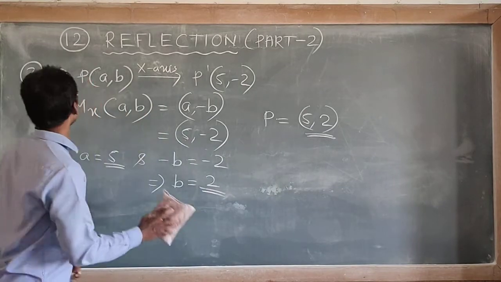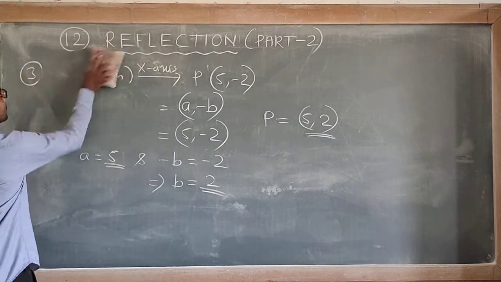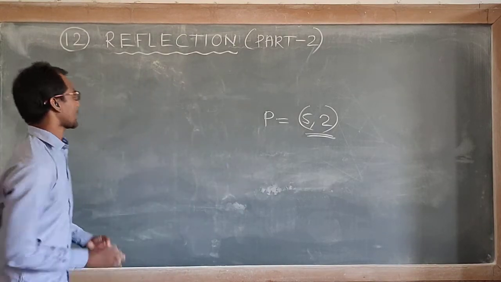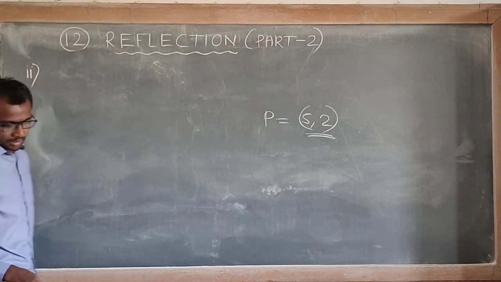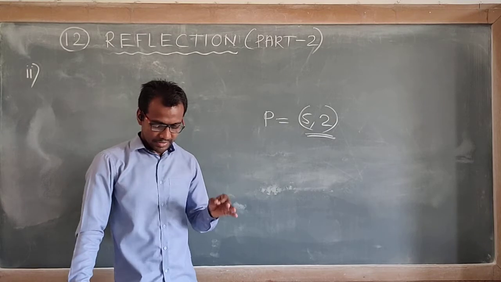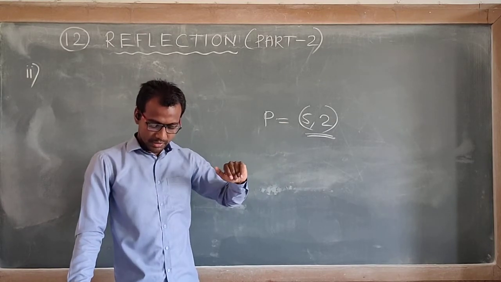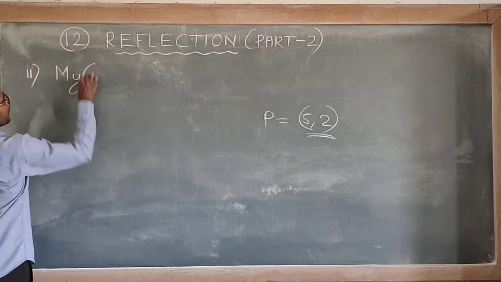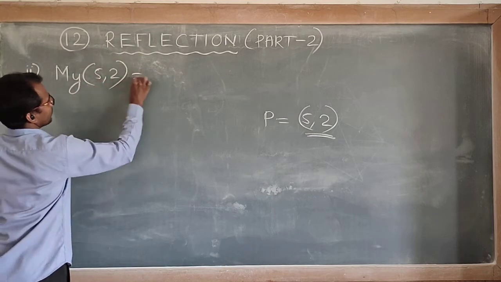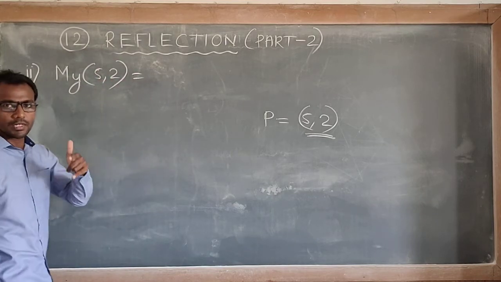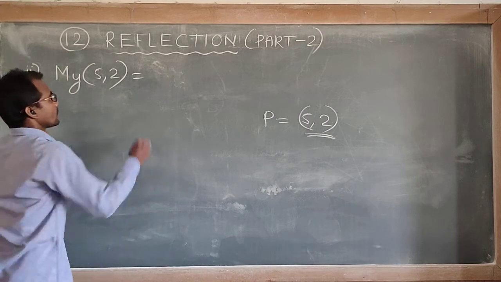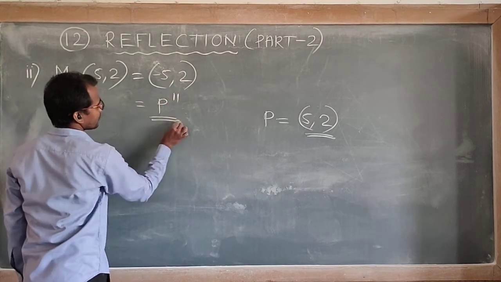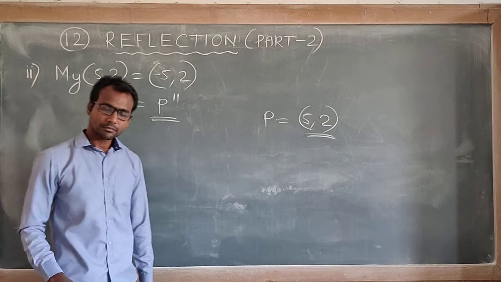Now move to the second bit. P double dash is the image of P when reflected in the y-axis. So let us reflect the point 5 comma 2 in the y-axis. When a point is reflected in the y-axis, its x-coordinate changes. So this will become minus 5 comma 2, and this is our P double dash.